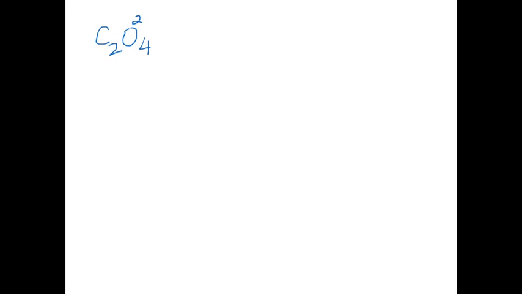C2O4 2 negative is the oxalate ion. It's a reducing agent with MnO4 minus, which is the oxidizing agent. It produces carbon dioxide and Mn2 plus. Oxygens usually change into water, and if the reaction takes place in an acidic medium, we can add hydrogen ions on the side that is deficient in hydrogens.